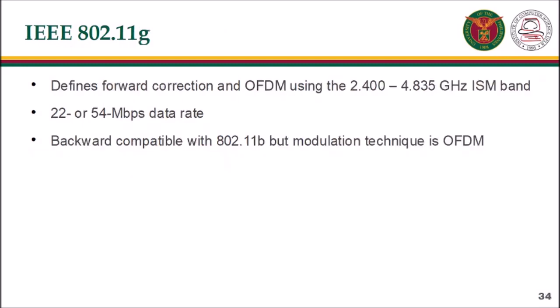The IEEE 802.11g specification defines forward error correction and OFDM using the 2.4 to 4.835 GHz ISM band. The modulation technique achieves a 22 or 54 megabits per second data rate. It is backward compatible with 802.11b, but the modulation technique is OFDM.